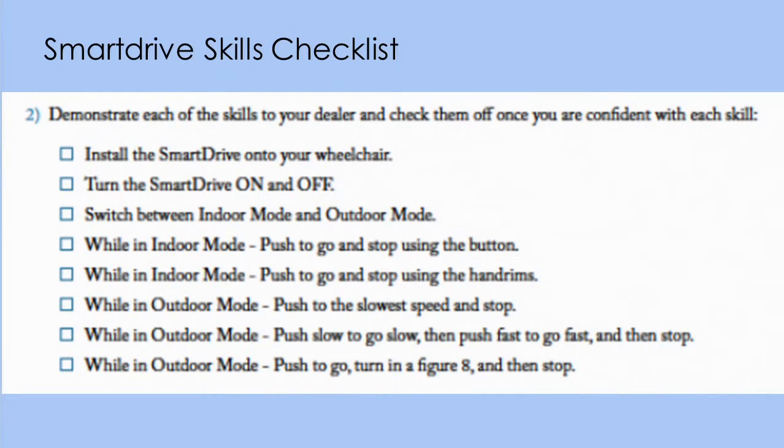Perfect. So I tried to blow this up, and it may or may not be perfectly clear, but you can certainly see one of these skills checklists. But the idea is using those criteria not as the delivery checklist at the final end, but actually as part of your evaluation of the product. So looking at turning it on and off, switching between the modes, while in indoor mode, push to go and stop using the button, push to go and stop using the hand rim, push to the slowest speed and stop, push slow to go in outdoor mode, then push fast to go, fast, and then stop.